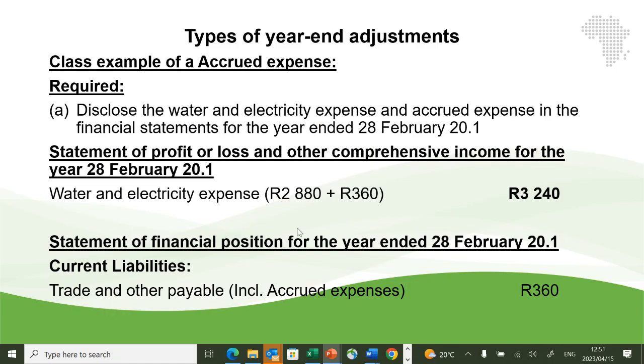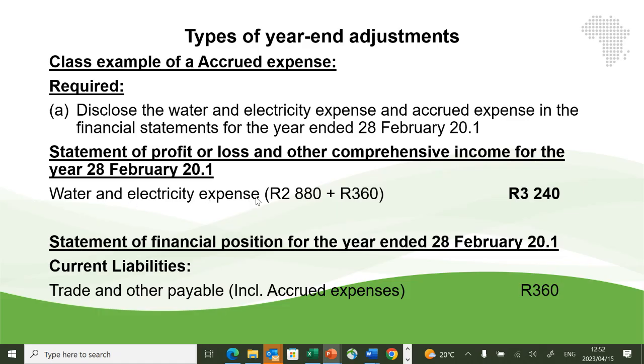Then to answer B, sorry, here it's still writing A, this is B. Under B, we were required to do what? To disclose the water and electricity expense and accrued expense in the financial statements for the year ended 28 February 20.1. So we have the statement of profit or loss first. Remember, we said statement of profit or loss. What do we record here?